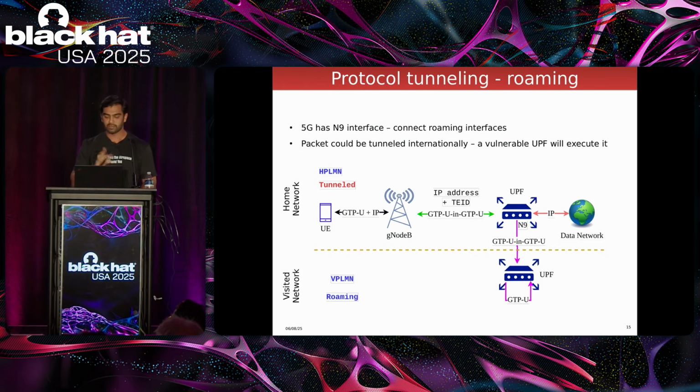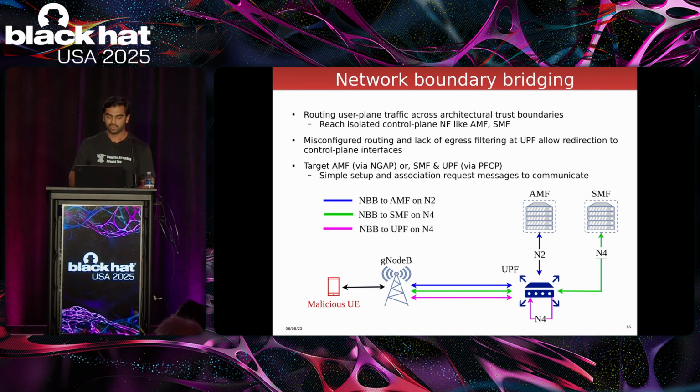The payload can be quite different things. Another interesting thing with 5G is that it has an N9 interface, which connects two different carriers, like a home network and a visitor network. If you specify an IP address that's located internationally, the packet can also be tunneled to another international network. So we're not just talking about domestic attacks, but attacks that could also be applied on a larger scale.